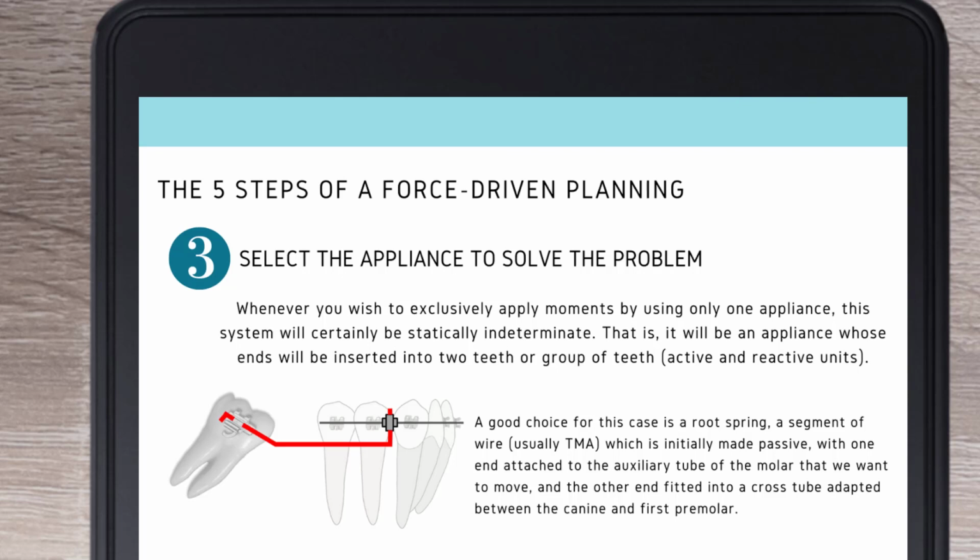A good choice for this case is a roof spring, a segment of wire, usually a TMA wire, which is initially made passive, with one end attached to the auxiliary tube of the molar that we want to move, and the other end inserted into a cross tube adapted between the canine and first premolar, for example.